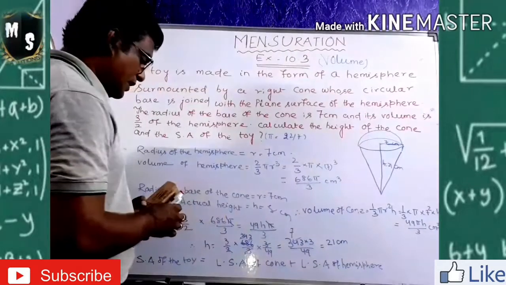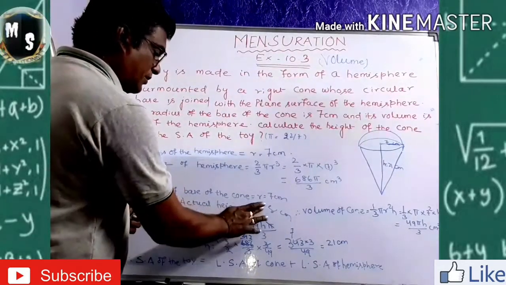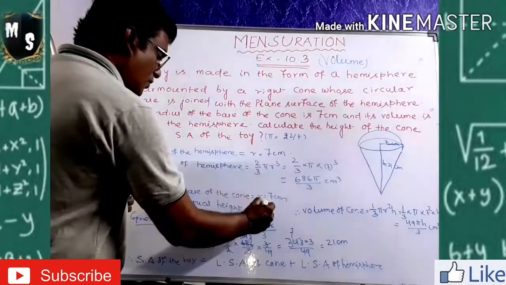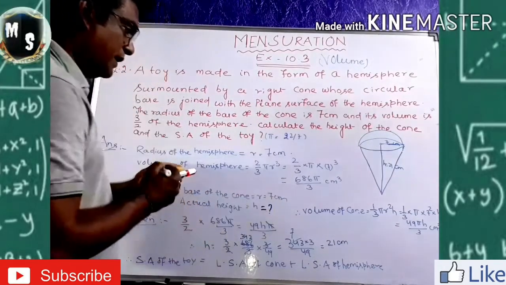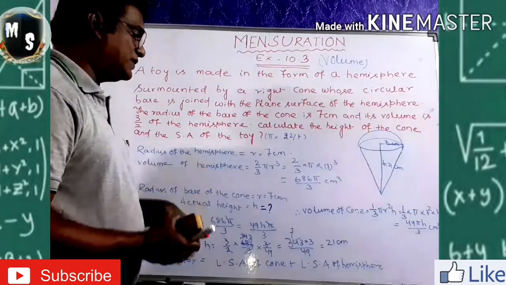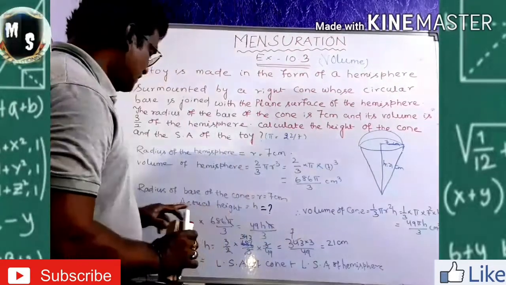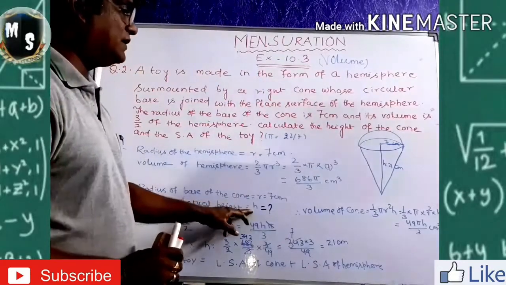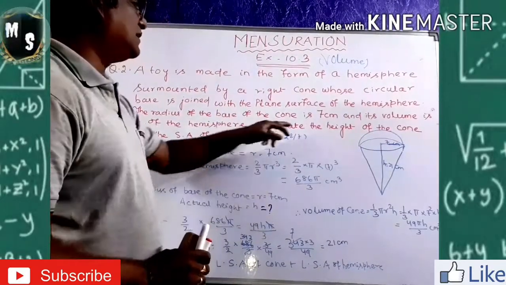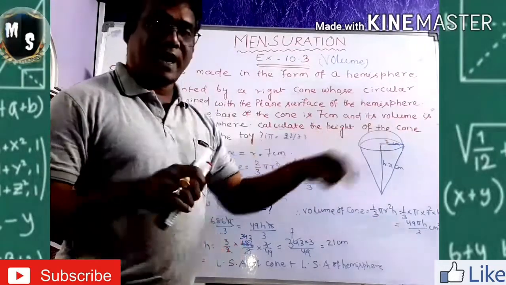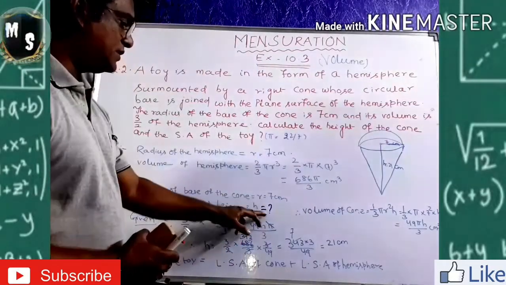I am sorry, here the actual height is not given. We have to find it out. In the place of the height, you can put h only. Don't put any value. H is what you have to calculate. He is asking you to calculate the height of the cone. The actual height is not given.